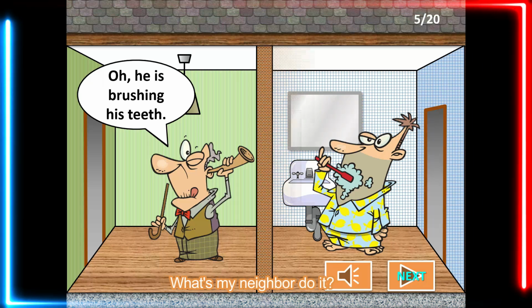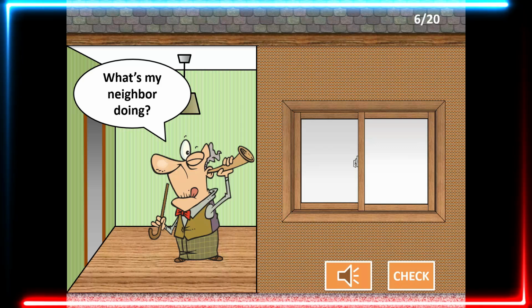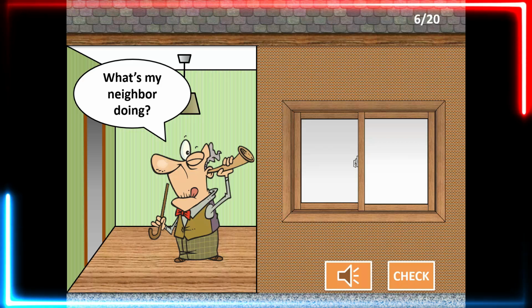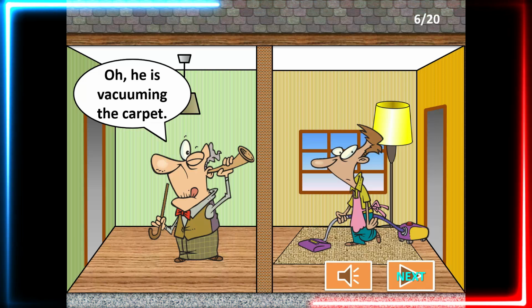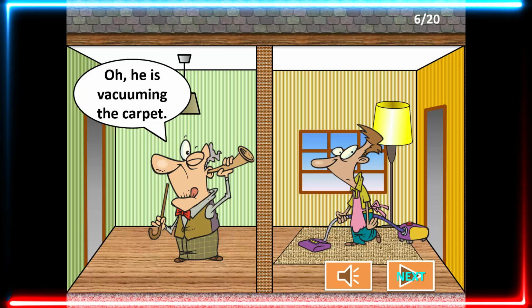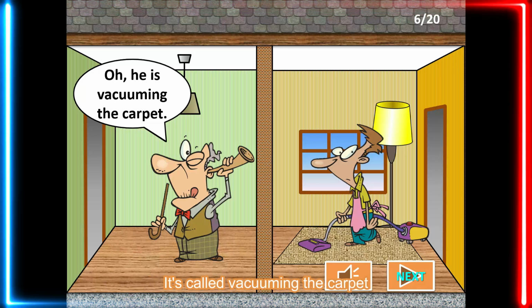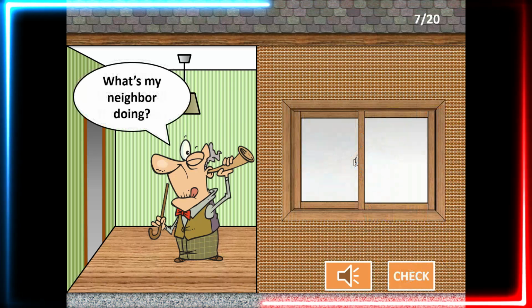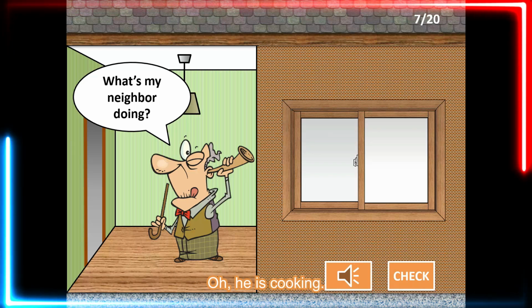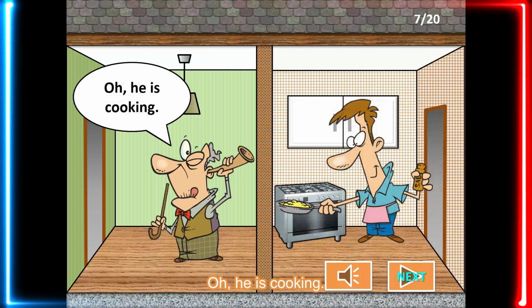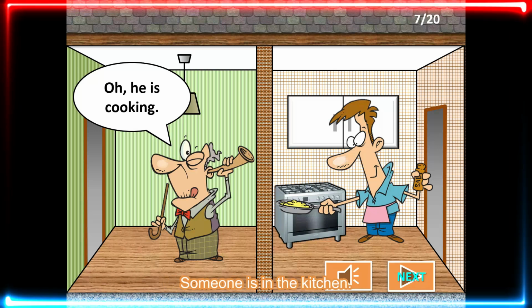Okay, let's do the next one. What's my neighbor doing? Oh, he is vacuuming the carpet. That's a vacuum cleaner, and if you use it, it's called vacuuming the carpet. What's my neighbor doing? Oh, he is cooking. See, he's in the kitchen.